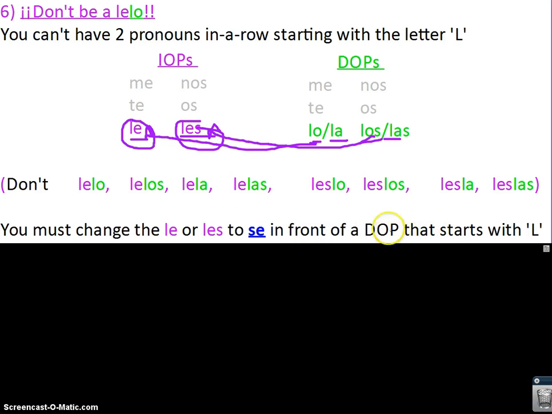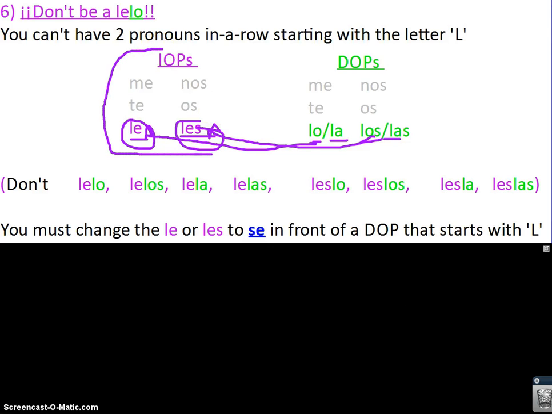I'll show you what that means in a second, but I just want to remind you that you don't have to write down this sloppy mess that I'm making right here. You can, of course, rewrite the charts, but it's a little bit sloppy. So that's just for the sake of demonstration. All right, so you must change the lay or lace to se in front of a direct object pronoun that starts with L. What does that mean?